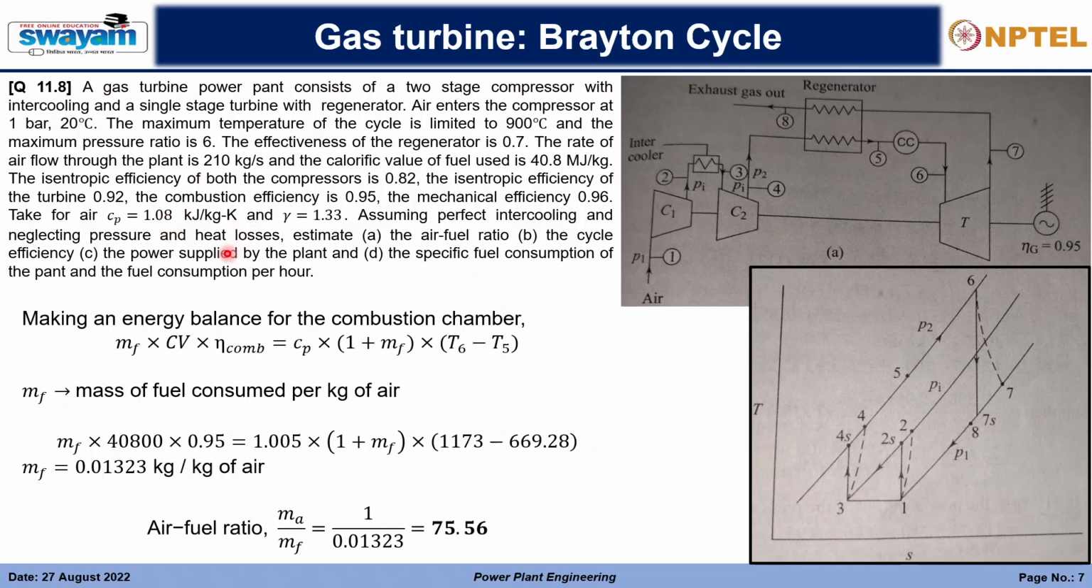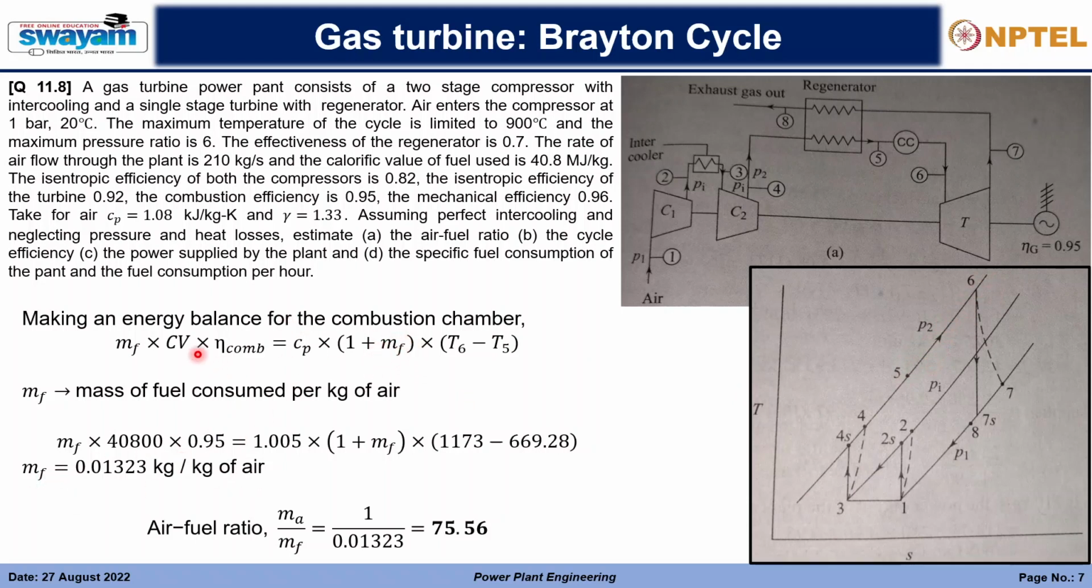Normally CP is 1.08, and 1.005 also is taken, but normally for CPG it is 1.2, so not too much difference, so we can consider directly CP as it is nowhere given. Then 1 plus MF, where MF is per kg of the air input, into T6 minus T5. This is where the combustion is happening, heat addition is happening. So T6 minus T5, and we will get the mass of fuel.